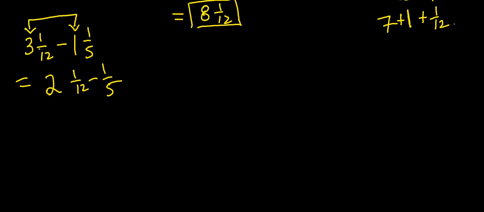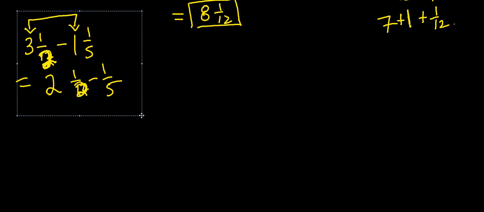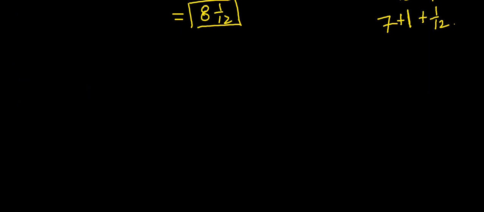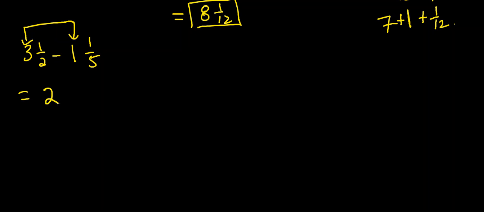So this was supposed to be a 2. Sorry about that. I'll just erase it and rewrite it for clarity. Okay, so we had 3 and 1 over 2 minus 1 and 1 over 5. Again, we subtract the whole numbers to give us 2, and then we have to subtract the fractions.